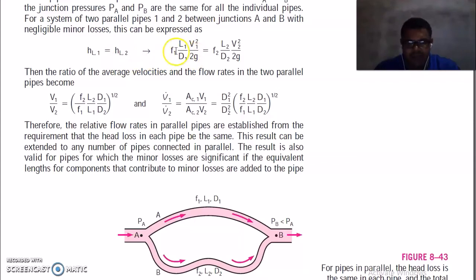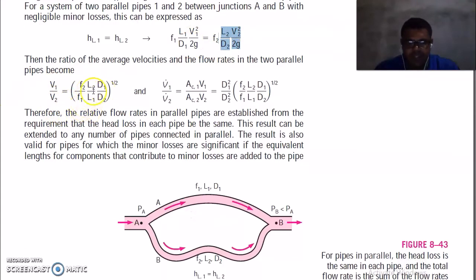So the head loss of the first pipe is equal to the head loss of the second pipe. Now what is the head loss of the first pipe? This is the head loss of the second pipe, and on rearranging you will get the ratio of velocities V1 by V2. So this is the ratio of velocity, and correspondingly this is the ratio of volume flow rate. Therefore the relative flow rates in parallel pipes are established from the requirement that the head loss in each pipe will be the same, and you can find the flow rate in this pipe and the flow rate in this pipe.